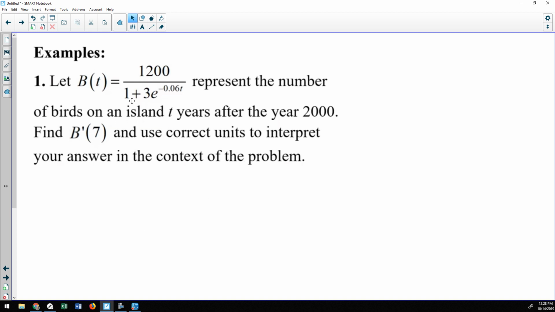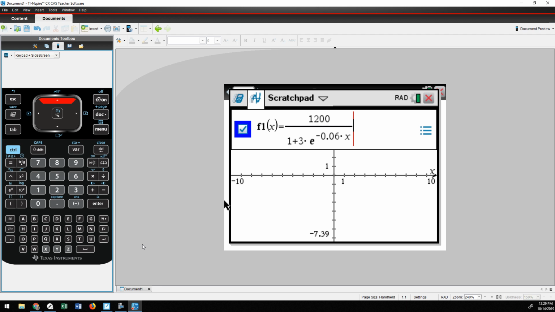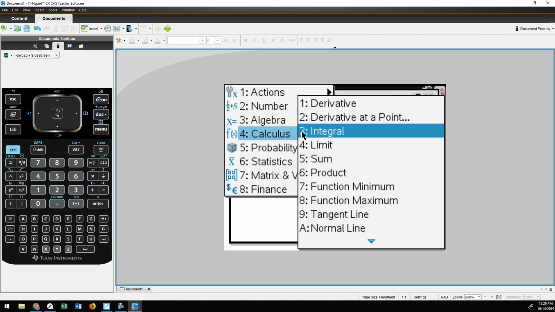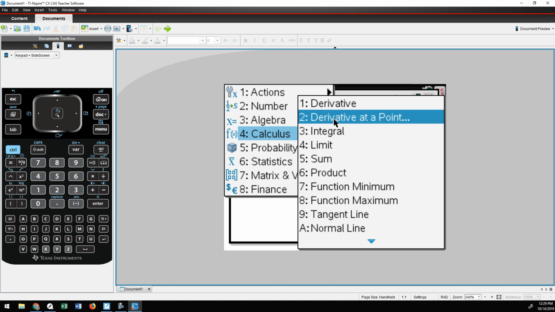So if it is a calculator active question, which I am declaring this calculator active, you are expected to use a derivative at a point command. You don't have to show any work that led to the value of b prime of 7. They expect you to punch it straight in the calculator. So I am using a TI Inspire, and I start by storing my function in F1, double checking that I entered it correctly.